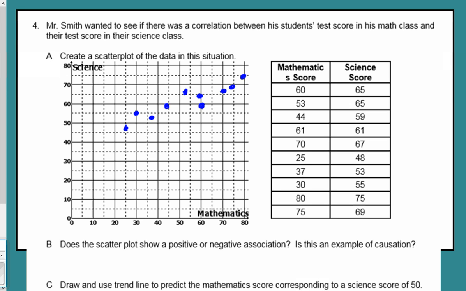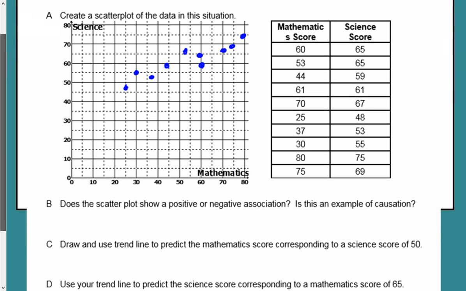Alrighty, so there's the data on the graph. Part B says, does the scatter plot show a positive or negative association, and is this an example of causation? Well, even though it's slight, this is a positive correlation, or positive association, because those points are going up. Again, it's pretty flat. This is a low slope, but it is positive. Causation: does the math score cause the science score to be a certain number? The answer is no. This is not causation.